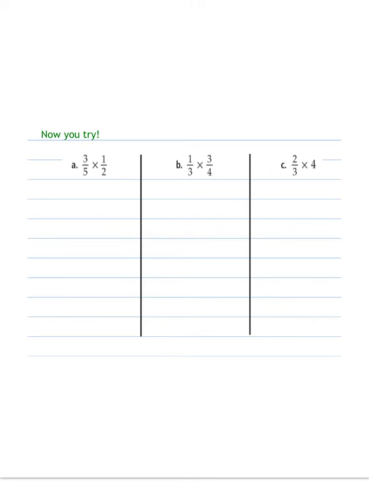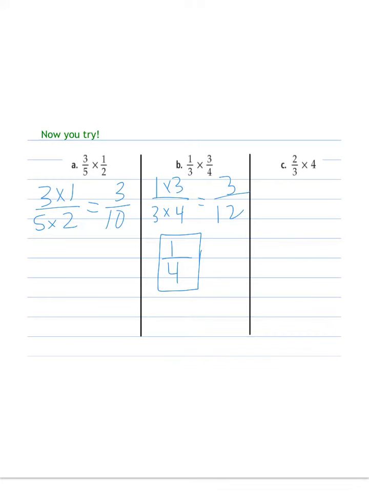Here are some for you to pause and try on your own, and then come back and check your answers after. 3/5 times 1/2, 3 times 1, 5 times 2, 3 over 10, or 3/10 is our answer. Okay? 1/3 times 3/4, take the numerators times each other, take the denominators times each other. 3 times 1 is 3, 3 times 4 is 12. Now this we can simplify, we can divide them both by 3. 3 divided by 3 is 1, 12 divided by 3 is 4, so we get a final answer of 1/4.